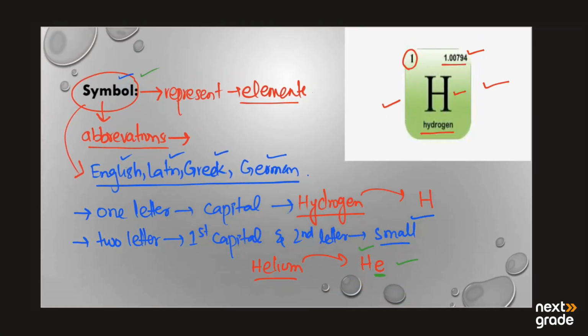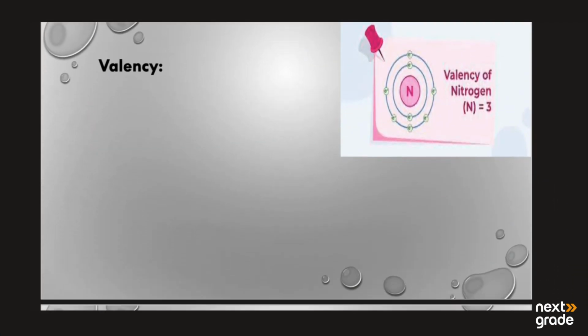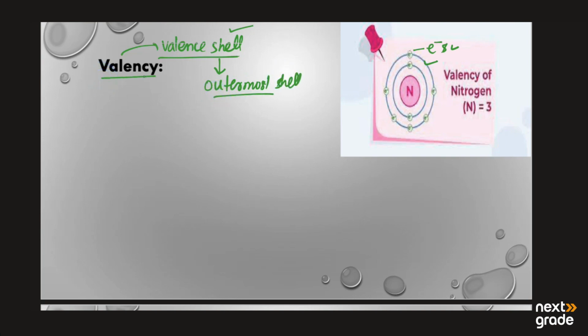After that, we have the valency. Let's have a look at what the valency tells us. Basically, as the name shows, valency is related to the valence shell. What is meant by the valence shell? Shells are basically the circular orbits around which the electrons revolve. So the valence shell means the outermost shell, and it is related to the main valency of an atom.